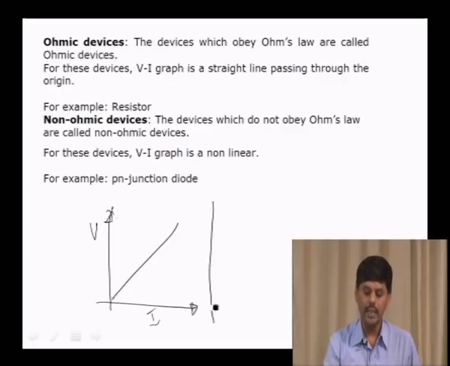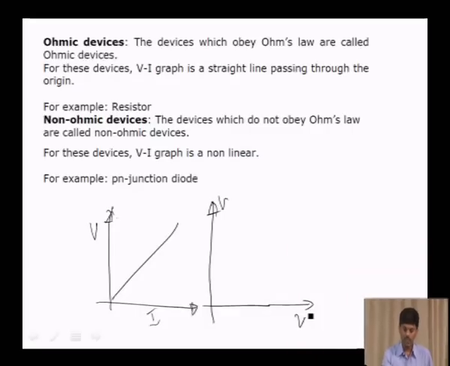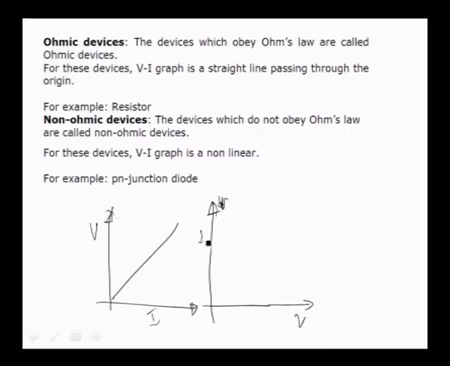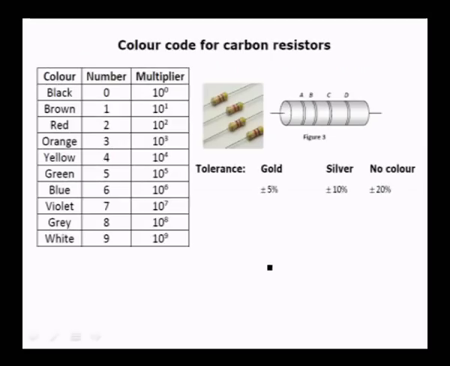Some devices, like a PN junction diode, if you take the current on one axis and the voltage on the other, we get a curve like this, a non-linear curve. Such devices we refer to as non-ohmic devices.